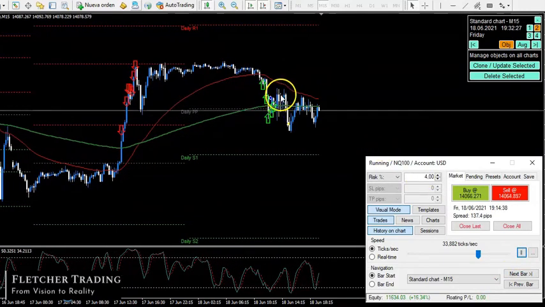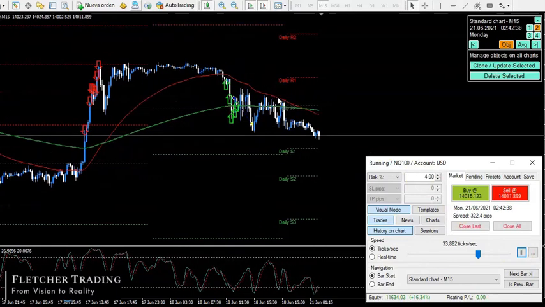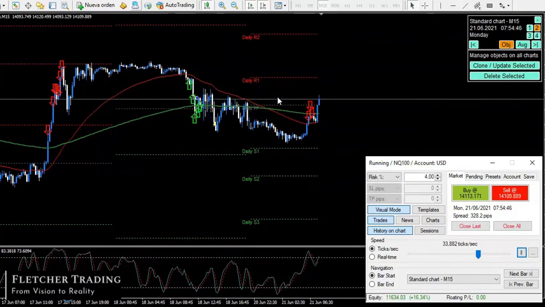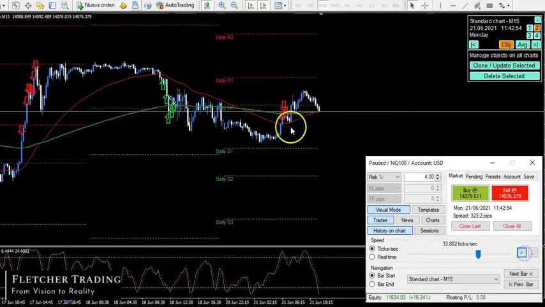Okay, we've just been taken out of this position here. The market's ranging a little bit now. Okay, so we're not going to take this because the market is currently ranging in and out, and we're just going to wait for a clear break to the upside or the downside.